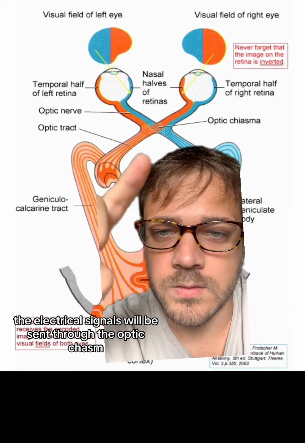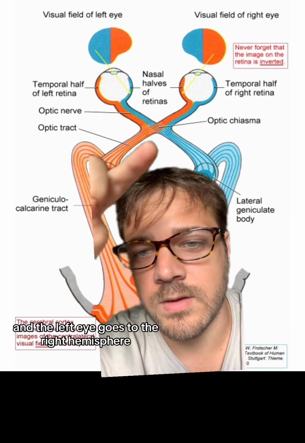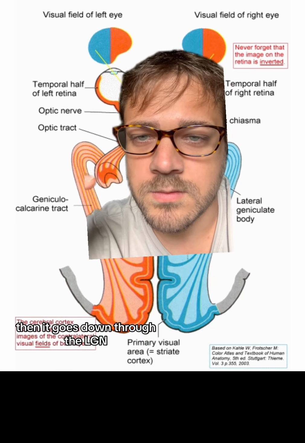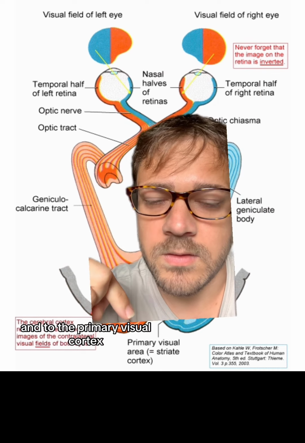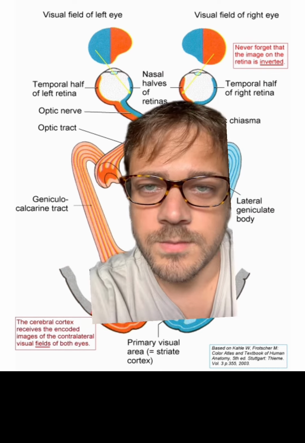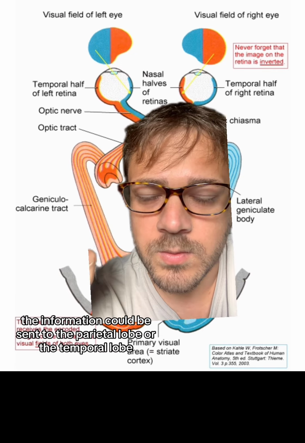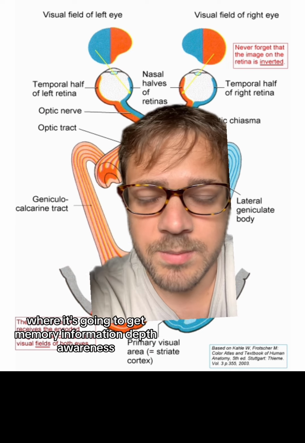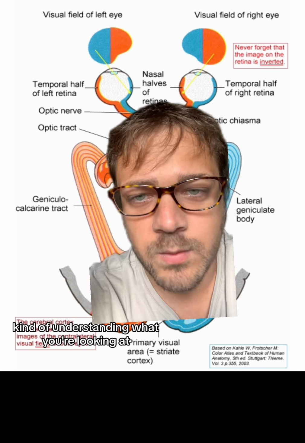The electrical signals will be sent through the optic chiasm, and the left eye goes to the right hemisphere and the right eye goes to the left hemisphere. Then it goes down through the LGN, the lateral geniculate nucleus in the thalamus, and to the primary visual cortex. From the visual cortex, the information could be sent to the parietal lobe or the temporal lobe, where it's going to get memory information, depth, awareness, where you've seen it before, kind of understanding what you're looking at.